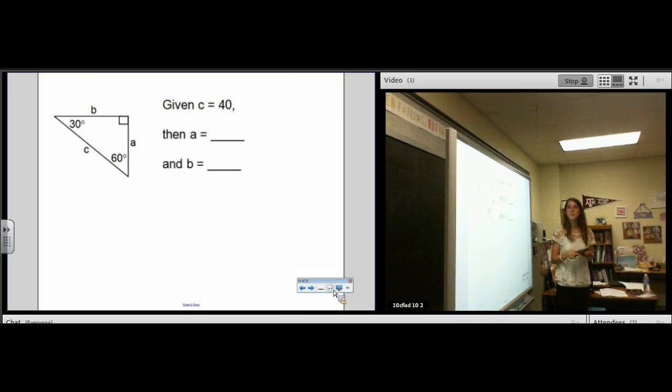Okay, this should be something you can do in your sleep. C is 40. This should be super easy. It's 40, okay. I have to look at the form this time. That's okay.